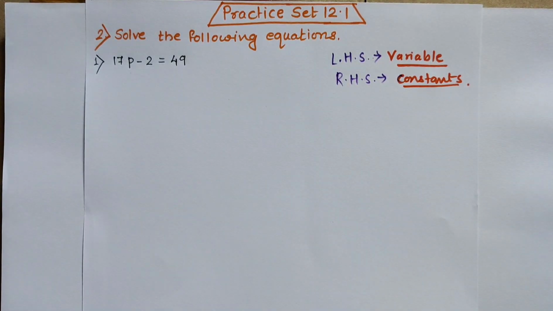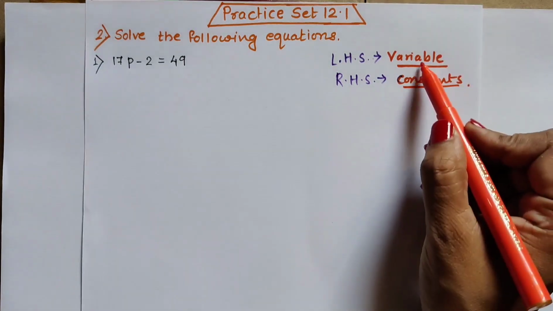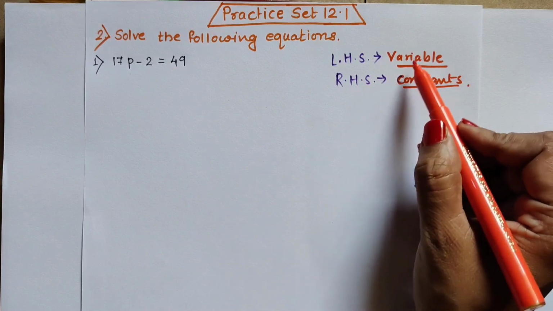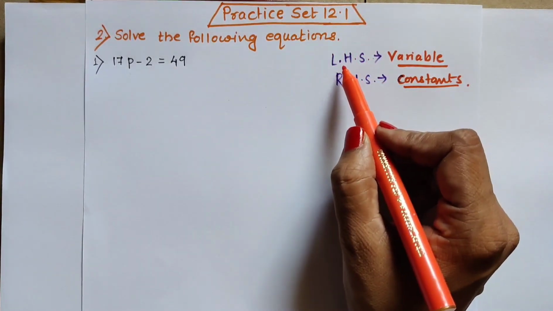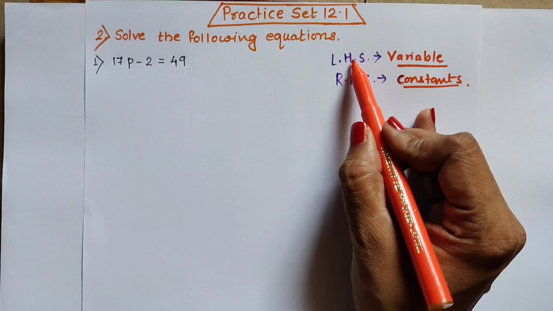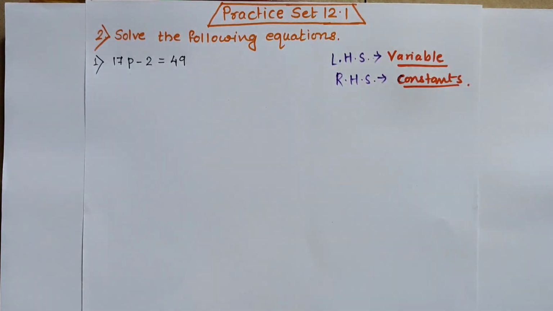So what we have to do: if the variables are there on the right hand side, we transfer the variable to the left hand side. And if the constant is there on the left hand side, we have to transfer the constant to the right hand side. And while transferring from the left hand side to the right hand side, that means what? We have to do exactly opposite operations on both the sides. Let us see here, you will get the full idea of what we have to do in the operations of variables and constants.